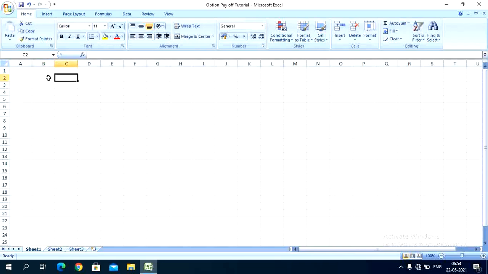I cannot describe all the things about options in this tutorial, but still a little bit of concepts is required to start with the payoff in Excel. So first of all, everybody knows that there are two types of option. One is call options and the second one is put options, right?